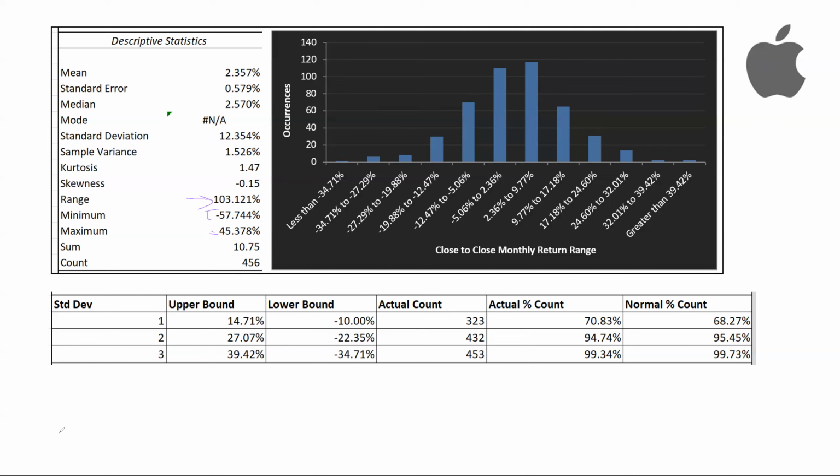So the lowest point is minus 57. The highest point is plus 45. So what is this whole range? This whole range is 103. Okay. So it's simply these 2 numbers added together, you get 103. So the next is this sum. Sum, I don't really know what that is, but it doesn't matter also, okay? So you don't have to worry about the sum.